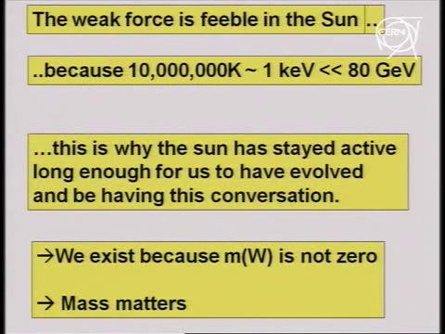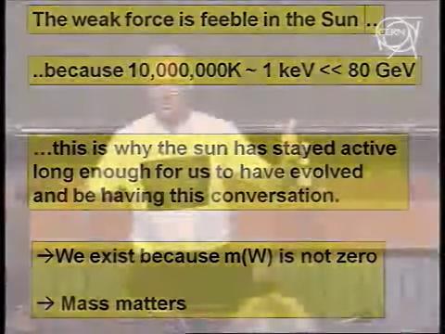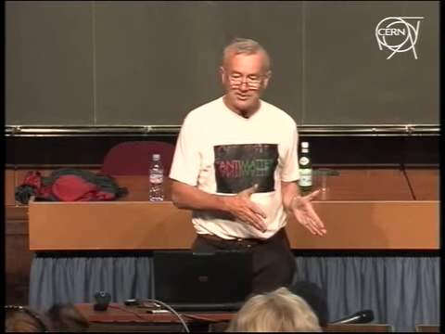So, the weak force is feeble in the sun because 10 million degrees, which is the temperature in the heart of the sun, in energy terms, from our very first lecture, is about 1 keV, and 1 keV is utterly negligible compared with 80 GeV. And that is ultimately the reason why in the sun that first stage is a weak, feeble stage, while the sun has stayed active long enough for us to have evolved. So we exist because the mass of the W is not zero.